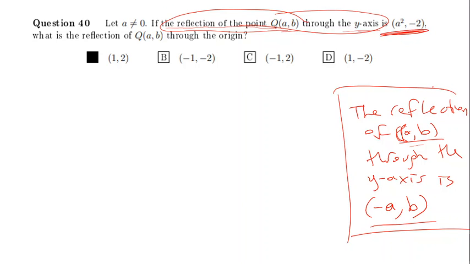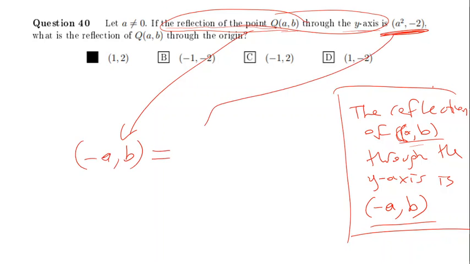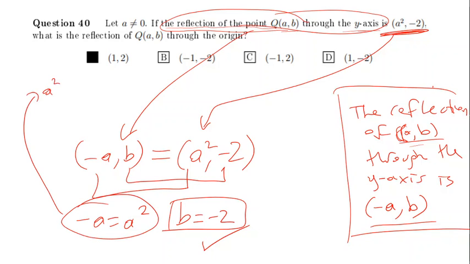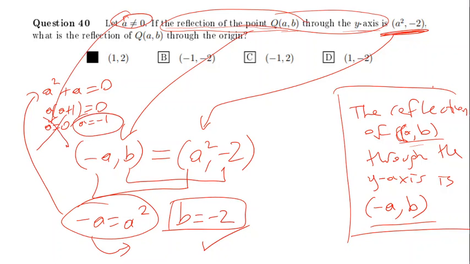The reflection is (a squared, -2). Here we know it's (-a, b), and it says it's equal to (a squared, -2). So what does it mean? It means -a is equal to a squared, and b is equal to -2. So b is -2, and we have no problem. How can you solve the other one? You solve it as a squared plus a equals 0. You send this one to the other side, and then it will be a times (a plus 1) equals 0. There you get a equal to 0 and a equal to -1. But here it says a is not 0, so we cannot take this one.